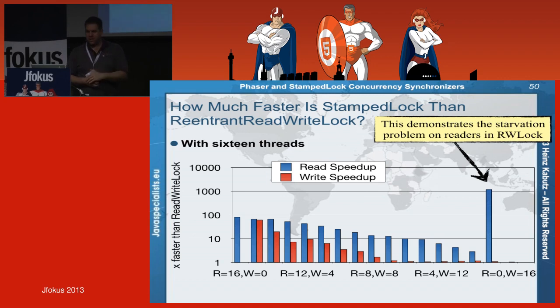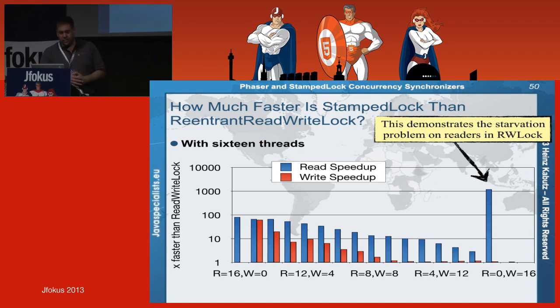So here you can see another graph. Here you can see with 16 threads. Now you can see this outlier on the right-hand side, where it's over 1,000 times faster. That is because of the bug that we had in the reentrant read-write lock. That's the proof that there was a bug with starvation. Okay?